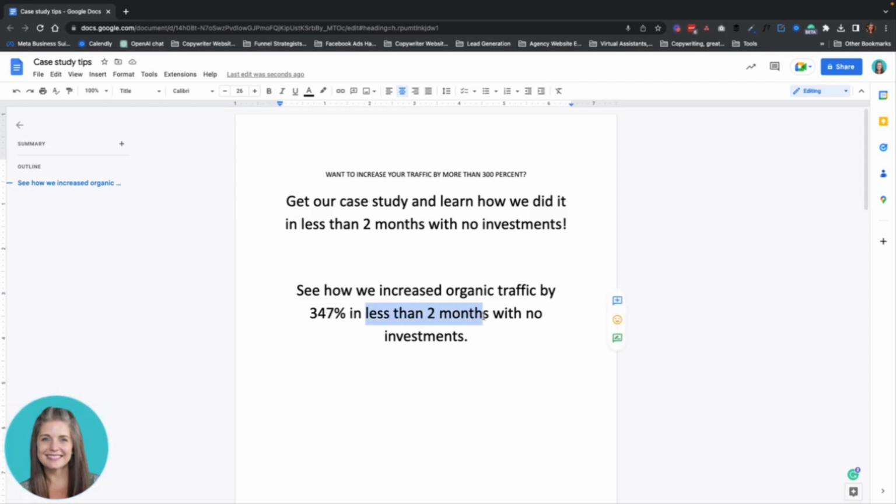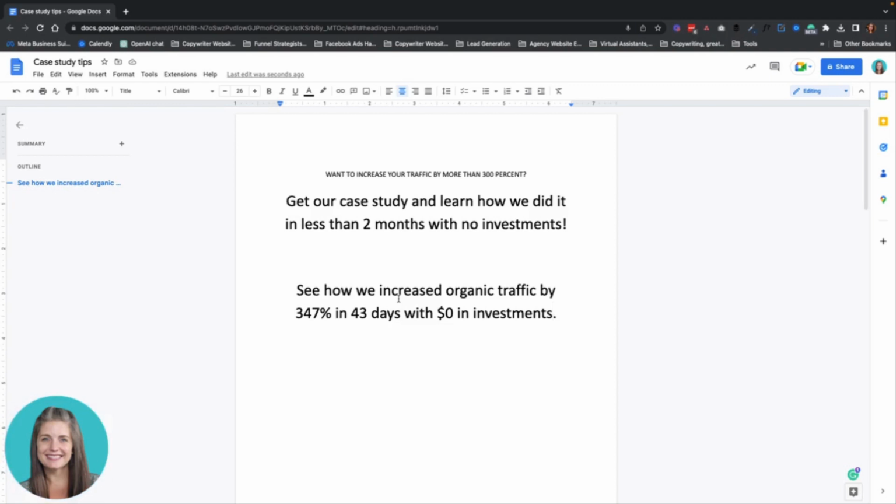I'd highlight "less than 2 months" also could be more specific. So if 2 months is 60 days, maybe they did it in 43 with no investments. Again, we could consider taking that a little bit further. No investments means spending $0. So we could say "with $0 in investments" or "$0 invested."